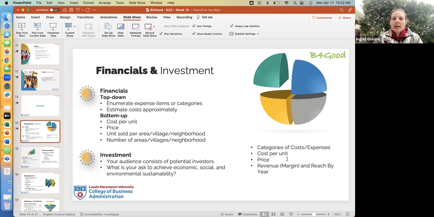So you're going to include here categories of costs and expenses, the cost per unit, your price, your revenue and your margin, and your reach per year. These are the main four items that you want to include on your slides. And so let's go into two examples.